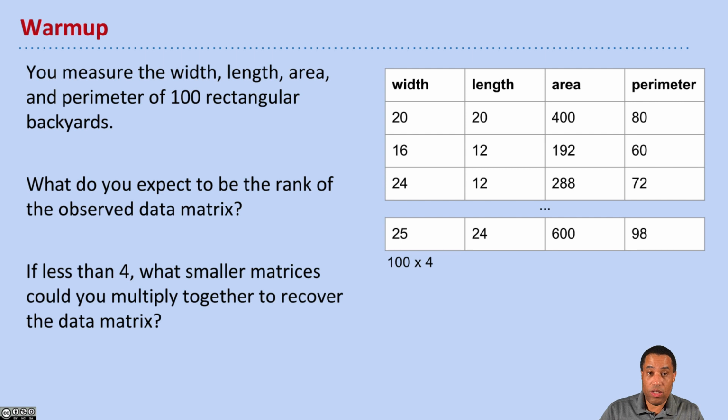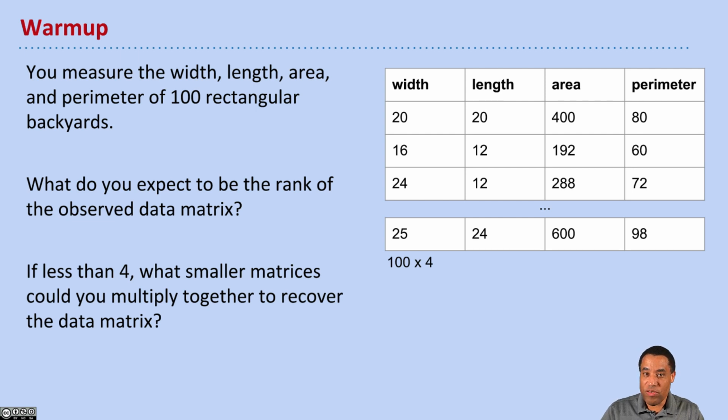So you measure the width, the length, the area, and the perimeter of 100 rectangular backyards, and you generate a table. So here we have a matrix of column width, column length, column area, and column perimeter. So what do you expect the rank of this observed data matrix to be? And if you were to say, well, it's less than 4, what would be the smaller matrices that you could multiply together to recover this data matrix? Now, if you just looked at this, you'd say, well, I know geometry, and I know that the area is just the width times the length, and the perimeter is just twice the width plus twice the length. So rank is 2. I only need the width and the length.